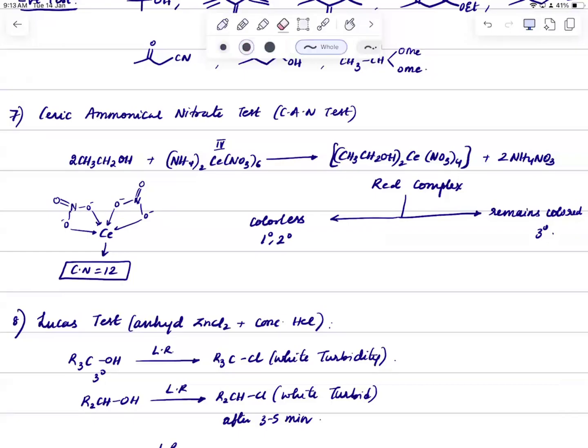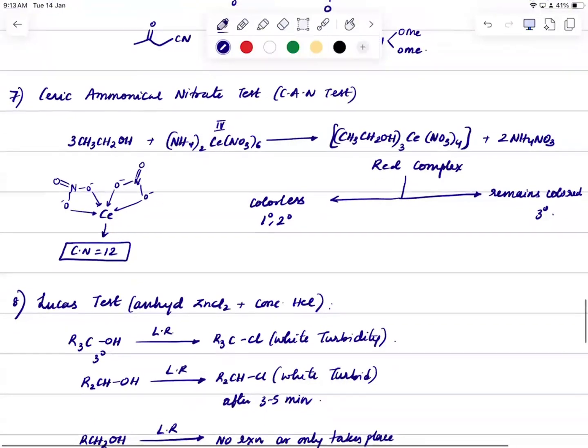Yeah, sorry, my mistake. It should be 3 moles. In the Ceric ammonium nitrate test, there should be 3 moles here and there should be 3 here. 3 moles of that, correct? And eventually these 3 moles will convert into that aldehyde or keto form. Okay.